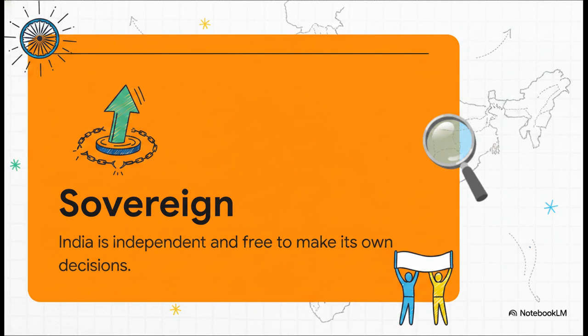The preamble makes a bold declaration about India's identity using 5 specific terms. First up, sovereign. What does that actually mean in a constitutional context? It means absolute independence. No foreign parliament is passing laws for us. India is totally free from external control and holds the ultimate authority to make its own decisions.